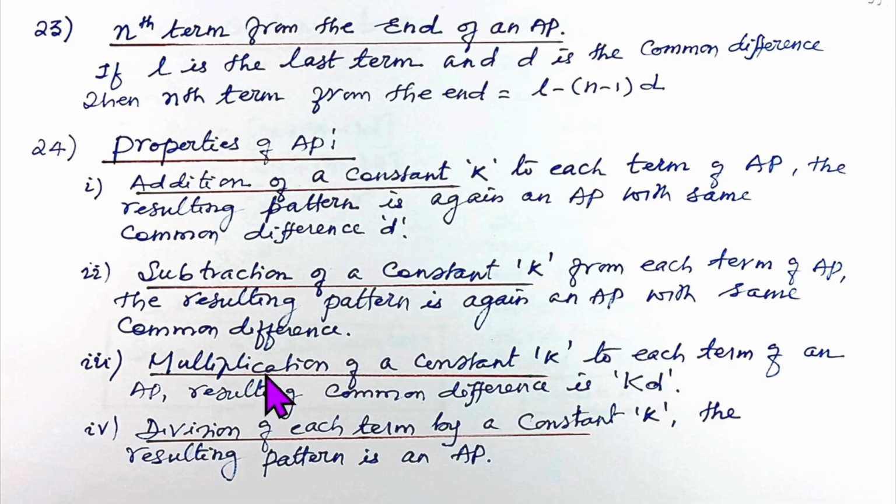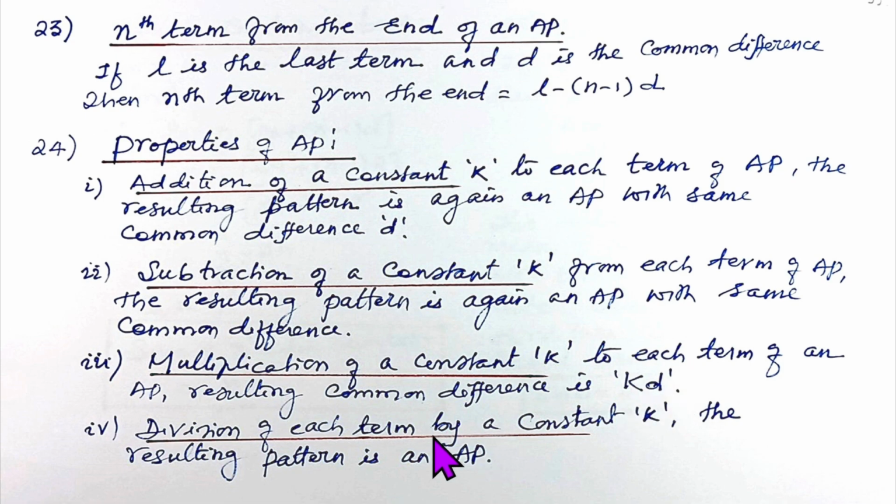Now the third important property is, if you multiply every term of an AP by k, then each term is multiplied by k in the new AP, and the common difference will be k into d. If d is the common difference of the given AP, then the new AP will have a common difference of kd.